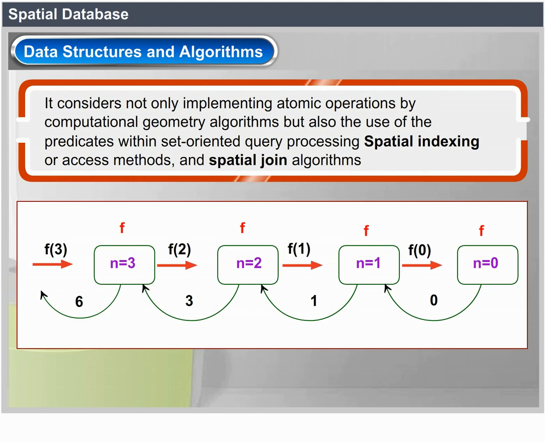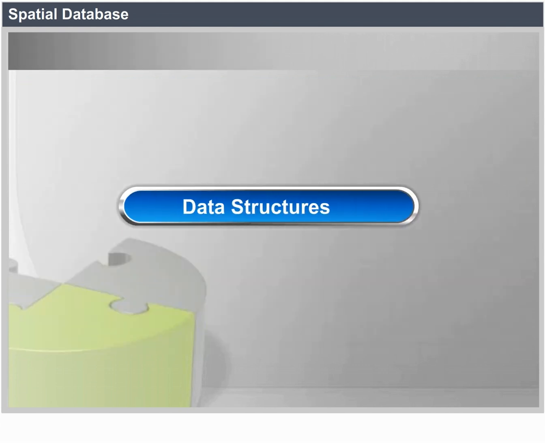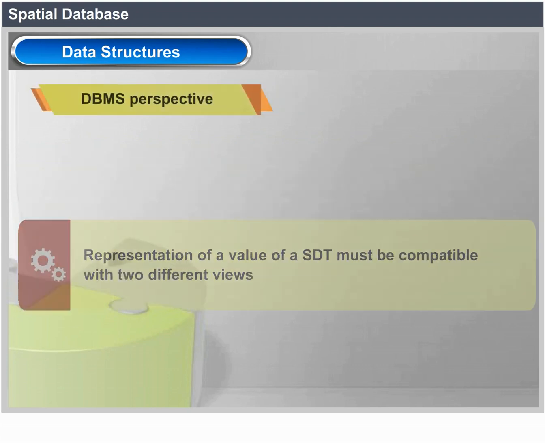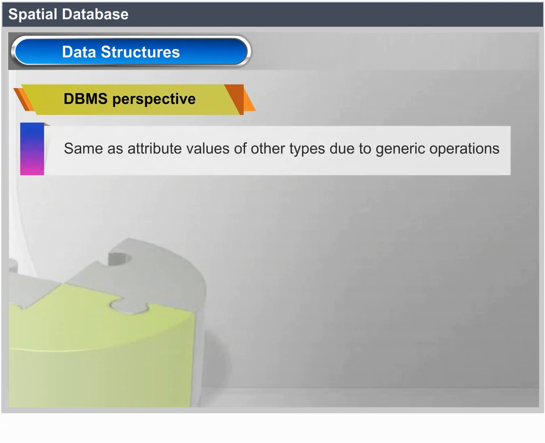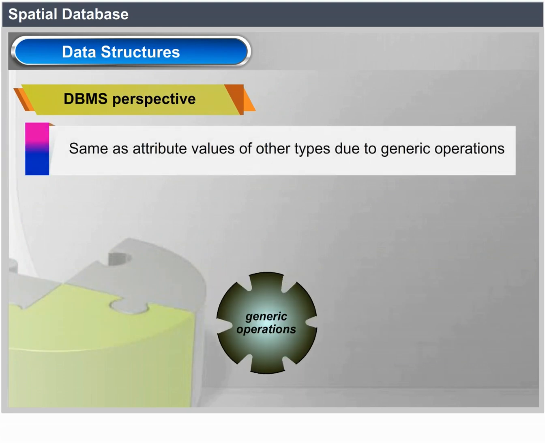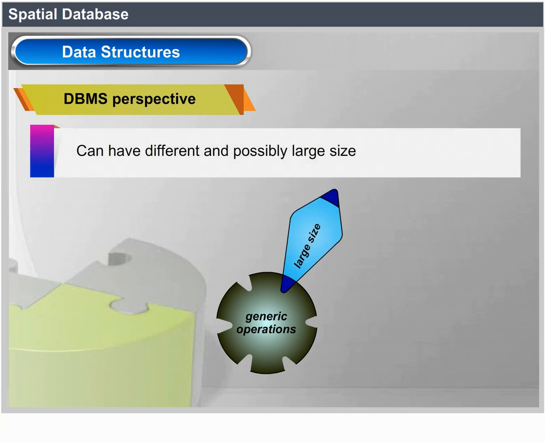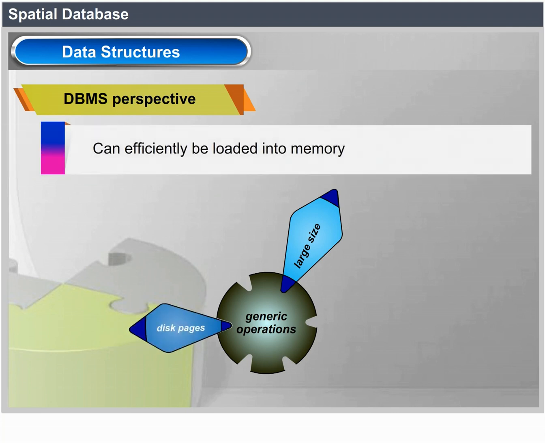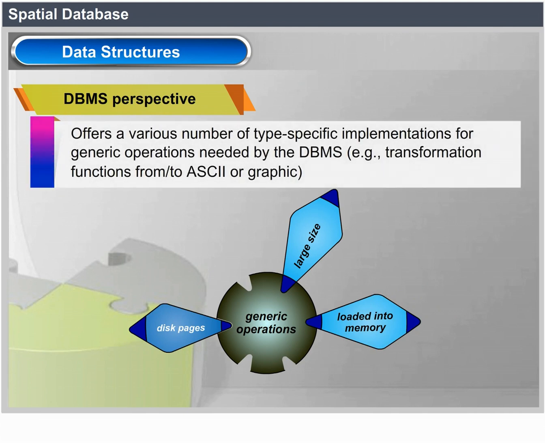Data structures. Representation of the value of a SDT must be compatible with 2 different views. DBMS perspective: same as attribute values of other types with respect to generic operations. Can have varying and possibly large size. Reside permanently on disk pages, can efficiently be loaded into memory, and offer a number of type-specific implementations for generic operations needed by the DBMS. For example, transformation functions to and from ASCII or graphic.